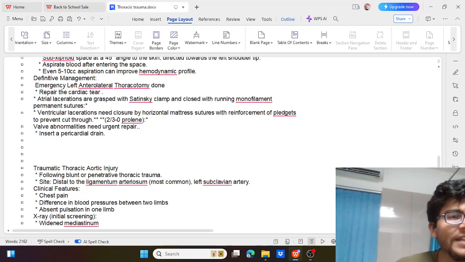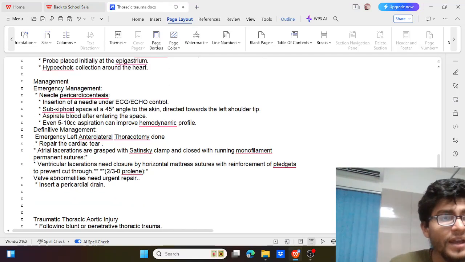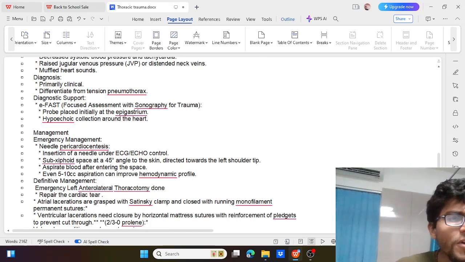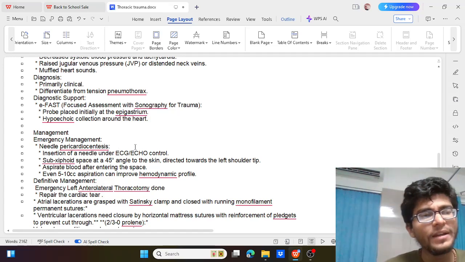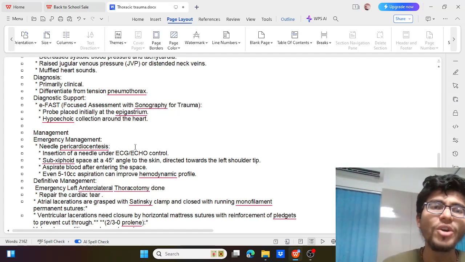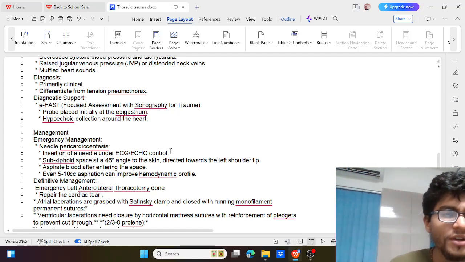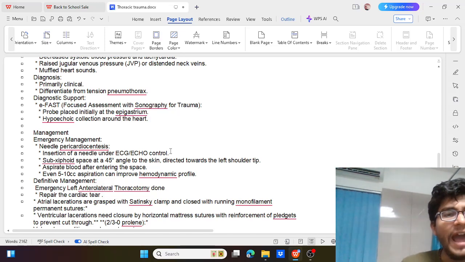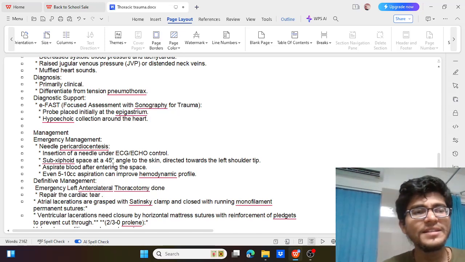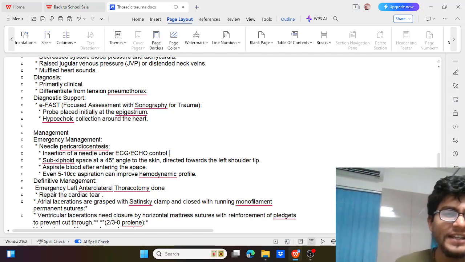Now, management. In an emergency, we'll go for a needle pericardiocentesis. So what do we do in needle pericardiocentesis? We take a needle and, under ECG or echo control, we insert it at the subxiphoid space at an angle of 45 degrees to the horizontal of the skin, and the direction is towards the left shoulder tip.